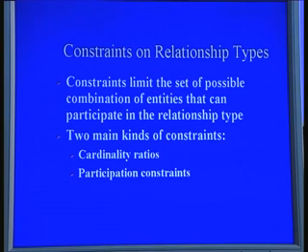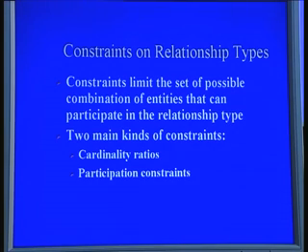In some cases there could be employees allowed to manage more than one department at the same time. Okay, so that means in that case there is no constraint from employee to department, but there is a constraint from department to employee. Okay, so when you are talking about constraints in relationship types, we are mainly concerned with two kinds of constraints, what we call cardinality ratios and participation constraints.